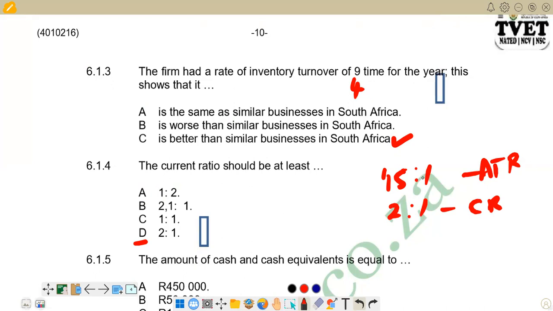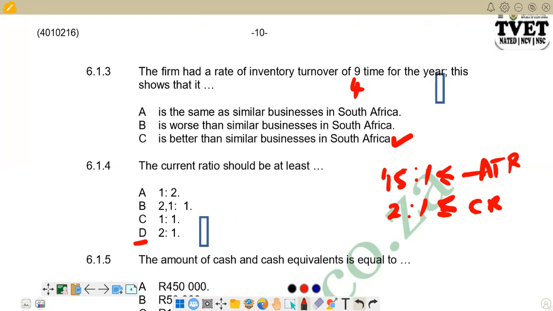Acid test ratio. So it should be at least... we can just put in some arrows there to show that this should be greater or equal to this one, greater or equal to this one. So this is what we have in terms of current ratio, liquidity, and the acid test ratio.